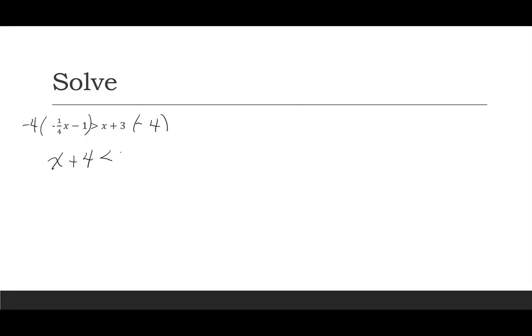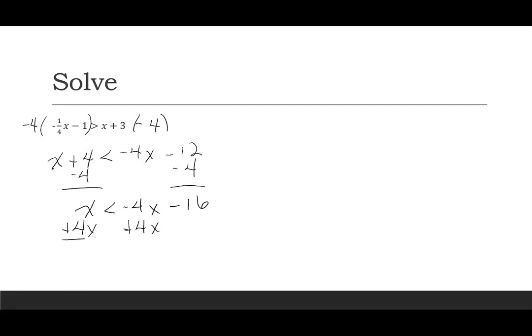Negative 4 times x is negative 4x. Negative 4 times 3 is minus 12. I'm going to subtract 4 from both sides. I have x is less than negative 4x. This is minus 16. Now let's add the 4x over, which says 5x is less than negative 16. Last step is divide by 5. x is less than negative 16 over 5.